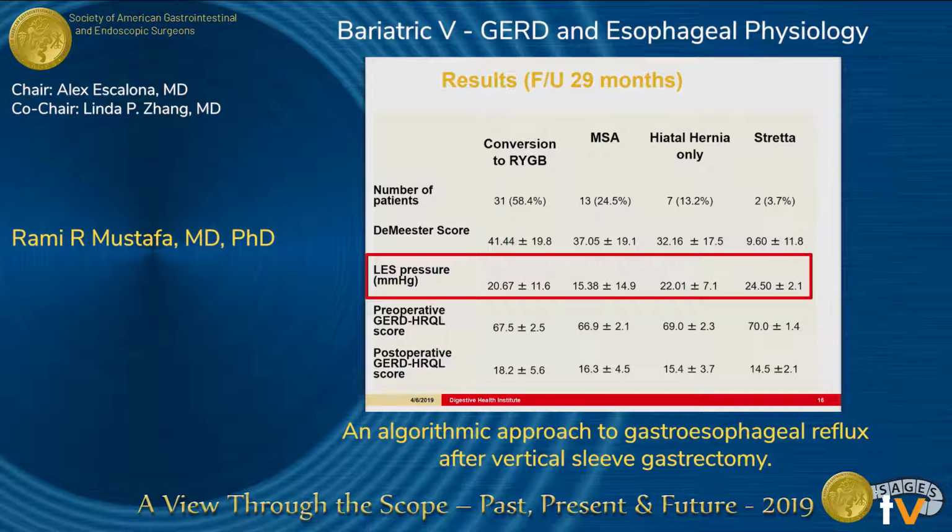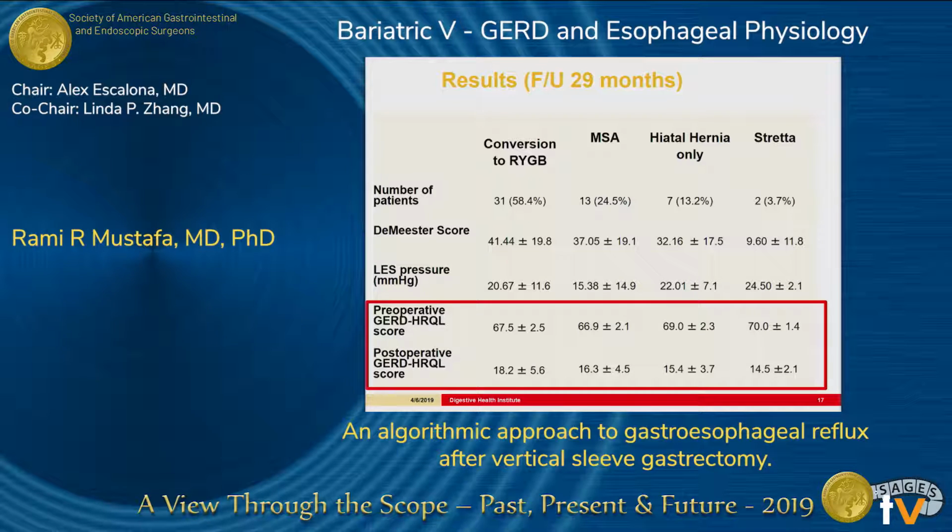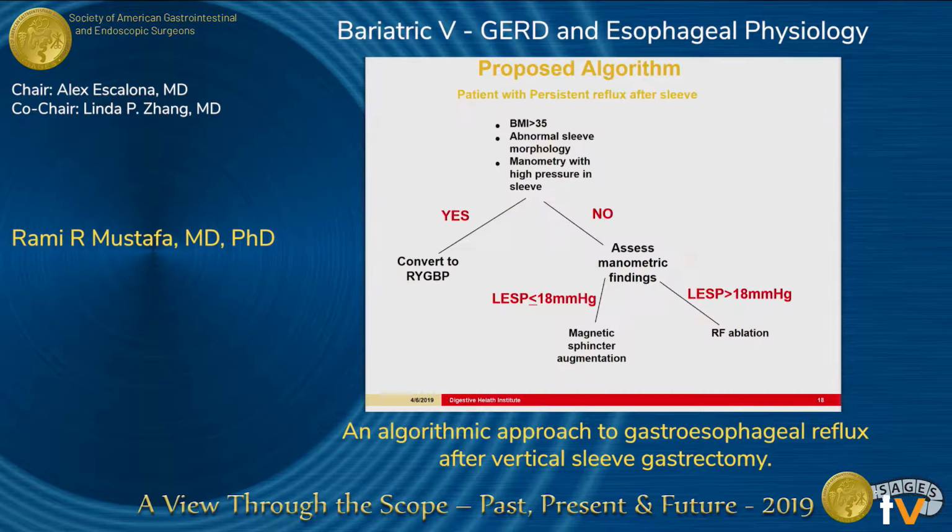LES pressures were lowest in the magnetic sphincter augmentation group, as that was one of the inclusion criteria to choose this option for management of their reflux. And there was a significant improvement in GERD-related quality of life in these patients in all groups.